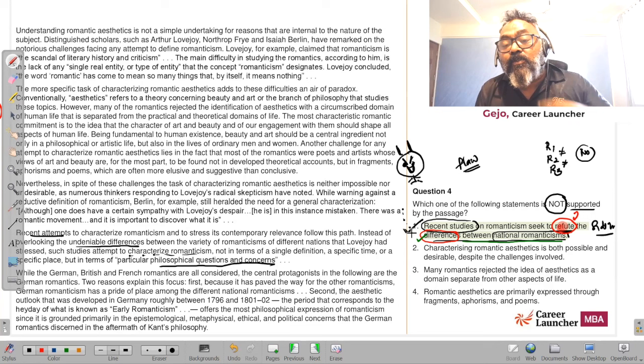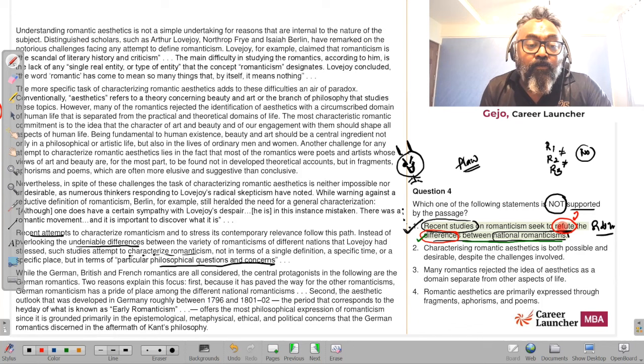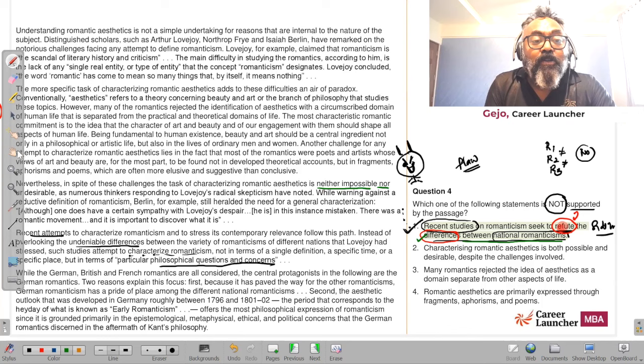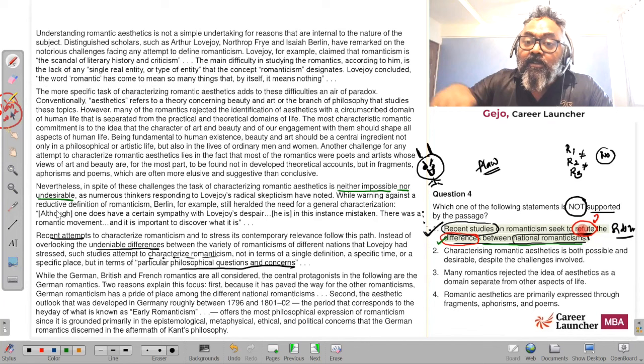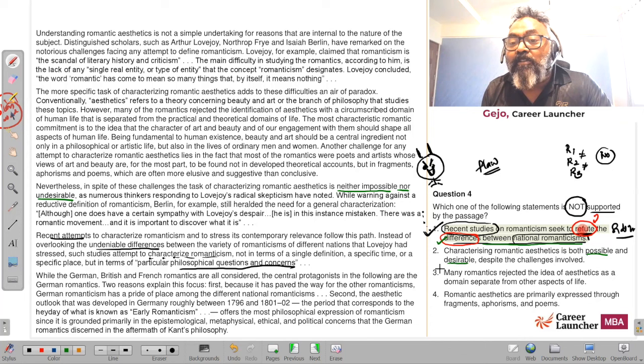Let's look at another one. 'Characterizing romantic aesthetic is both possible and desirable.' Yes, of course, it is mentioned as neither impossible nor undesirable. So this is like a negative statement. Not desirable means it is desirable. Not impossible means it is possible. So anyone answering this particular question wrongly did not look at the double negative. So this is something that is mentioned in the passage.